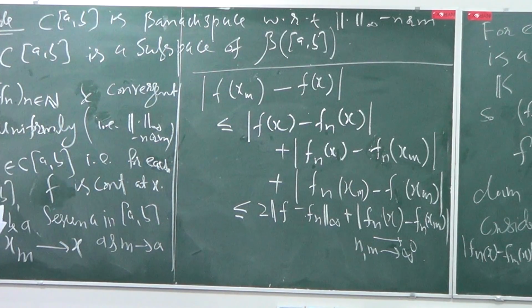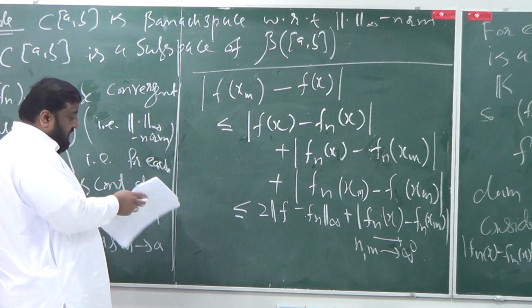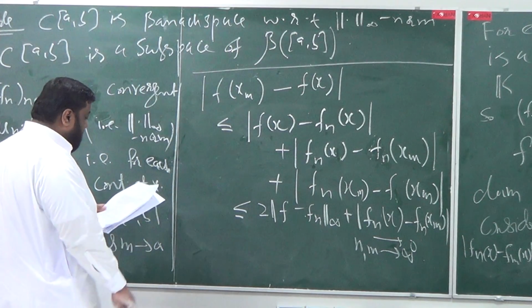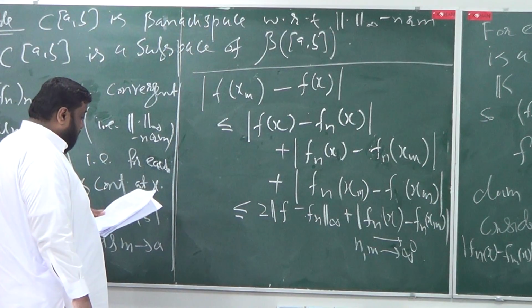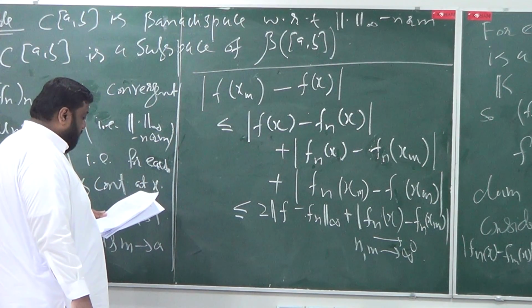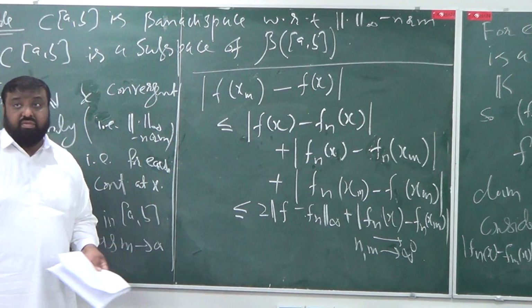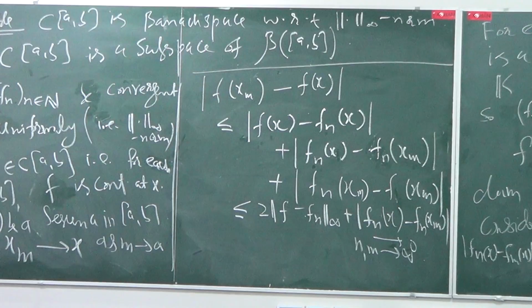First thing that we have shown, if I collect this information, what does it show? Because x_m goes to x, f of x_m goes to f of x, so f is continuous. And then it comes to C_b and you are done.